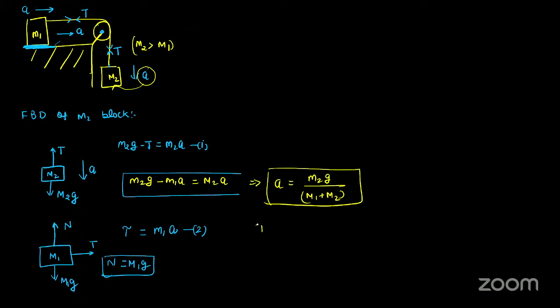And if you see the tension, it depends on M1G, sorry, it depends on the product of both the masses. If you put the value of acceleration here, it will become M1M2G upon M1 plus M2. This is the tension, and in the first case, this is the acceleration. Got it? So this is what we have covered here.